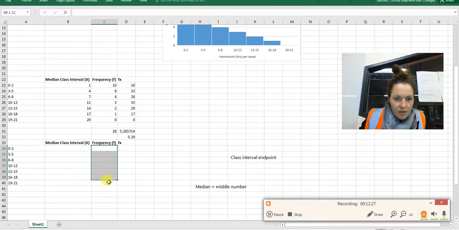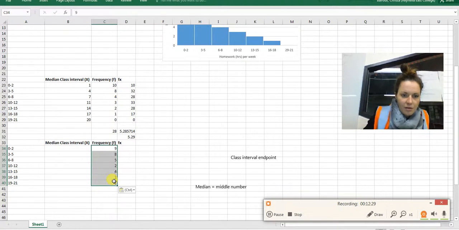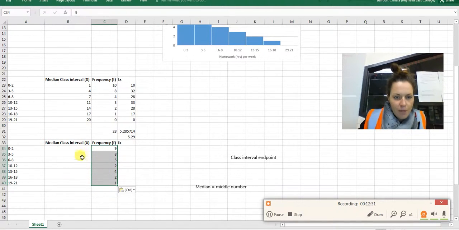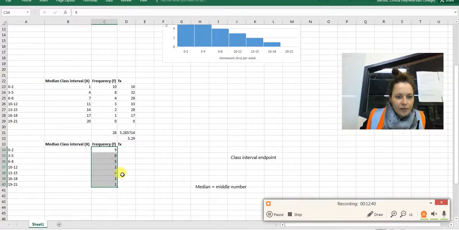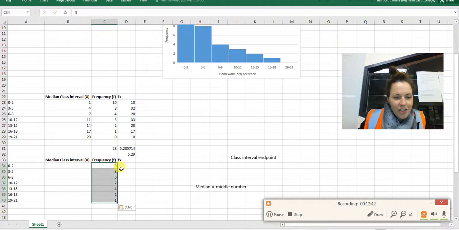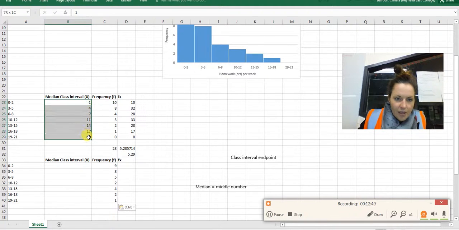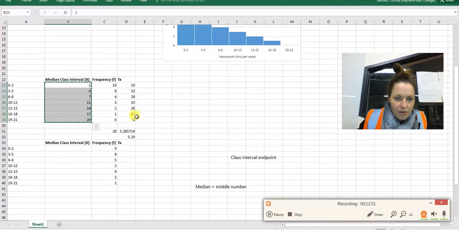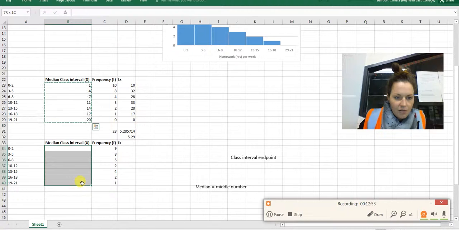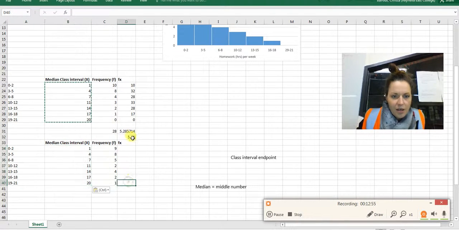Okay, so that's the frequency, remember? So 9 people in year 9 said that they do 0 to 2 hours of homework per week. But now we need to find the median class interval. It's the same. We've already found the median class interval, so we're good. We just copy that. And now we just simply need to times this by that.